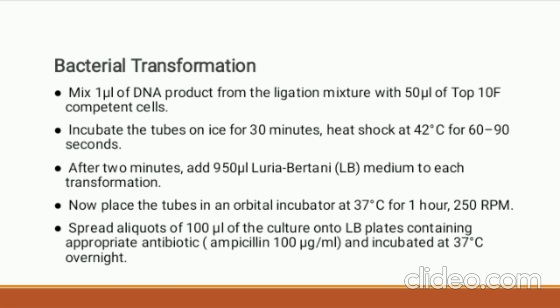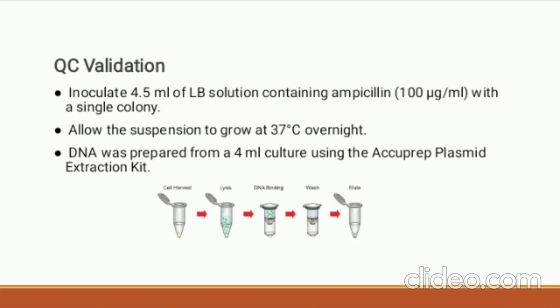Now these tubes were placed in the incubator at 37 degrees for about 1 hour, with a spinning speed of 250 rpm. Aliquots of 100 microliters of the culture were spread on LB plates. LB plates are basically an agar medium on which we spread those aliquots, and the plates also contain the antibiotic ampicillin, and then they are incubated at 37 degrees overnight.